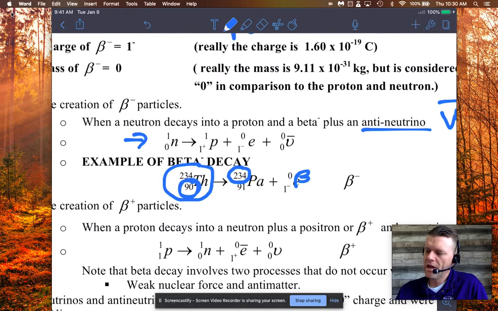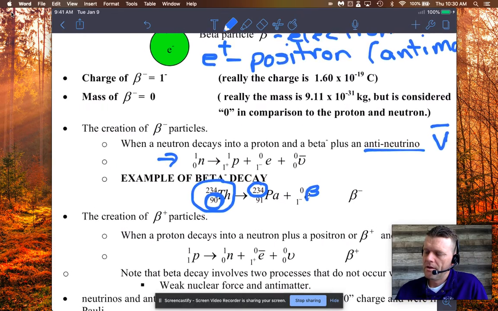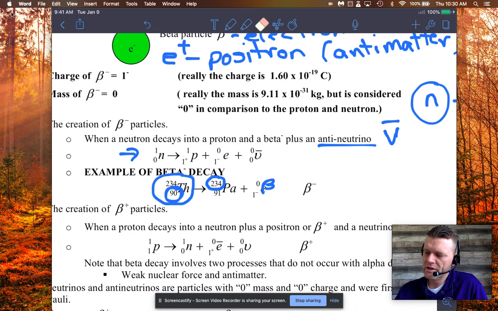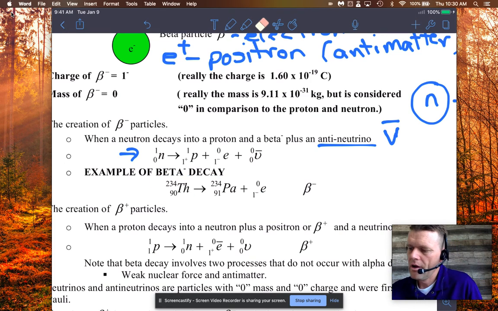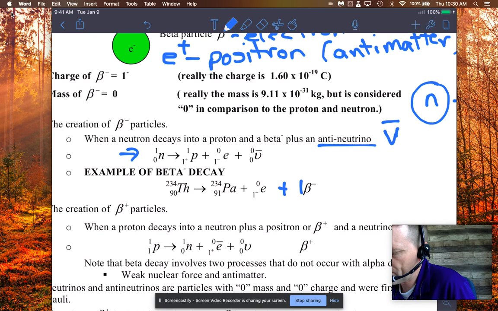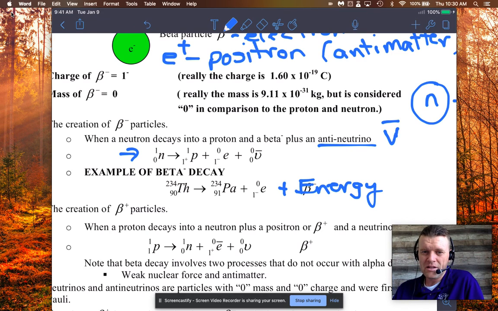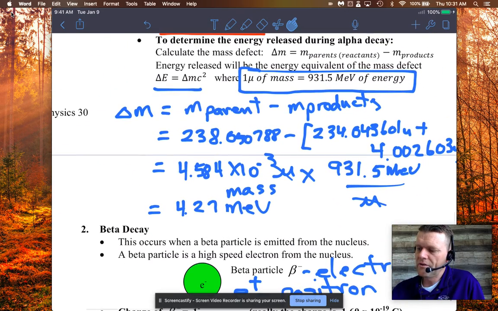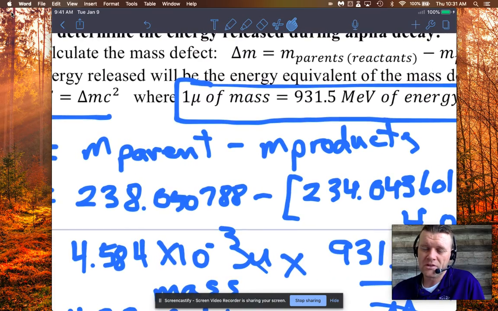Just to show you, I have some space down here. I want to show you how we would do an energy calculation with this one. So let's just clear that off. What you have to note again, of course, is that this would also produce energy. I'm going to say that for every single one of these. If you needed to find the energy released in a beta negative decay, it's not too bad because it's the same thing that we did up here. We still have to find the mass of the parent minus the mass of the products.